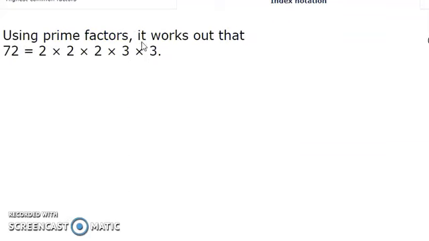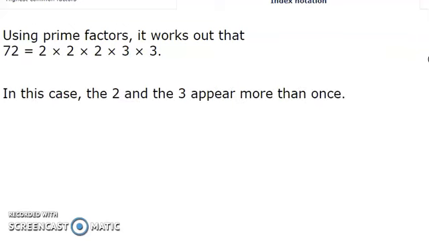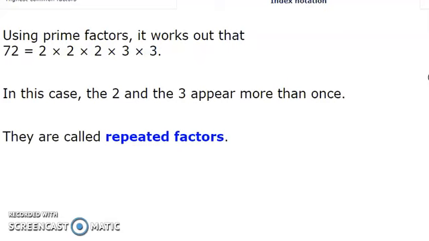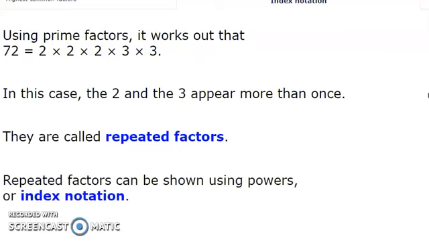Now using prime factors, it works out that 72 is 2 times 2 times 2 times 3 times 3. In this case 2 and 3 appear more than once. They are called repeated factors. Repeated factors can be shown using powers or index notation. We can write 72 as 2 cube times 3 square.